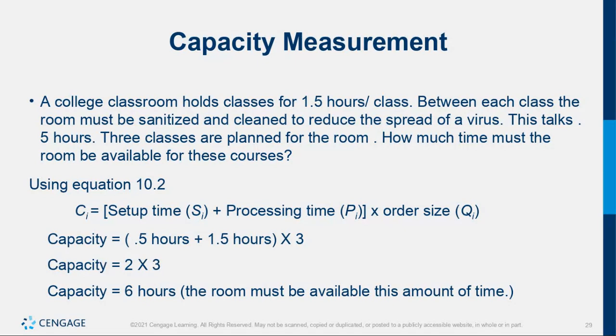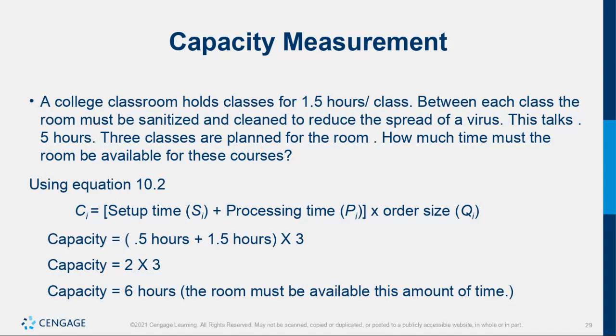So using equation 10-2, which is over on your page 266, C, or capacity, is equal to the setup time plus the processing time, and then you add those together and multiply times the order size, or Q. In this case, the setup time is a half an hour, 30 minutes, so that's 0.5 hours, plus the processing time, how long it takes to actually do the activity, that's 1.5 hours, because the class meets for an hour and a half. And then the number of units is 3 different courses, so the order size would not be 1, it would be 3.